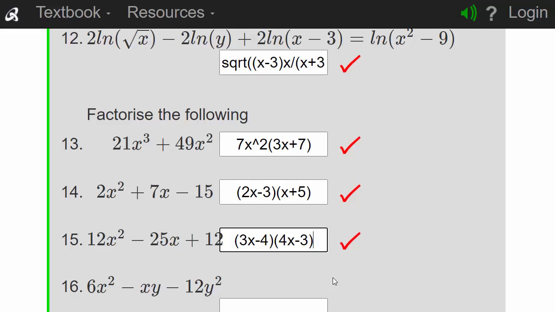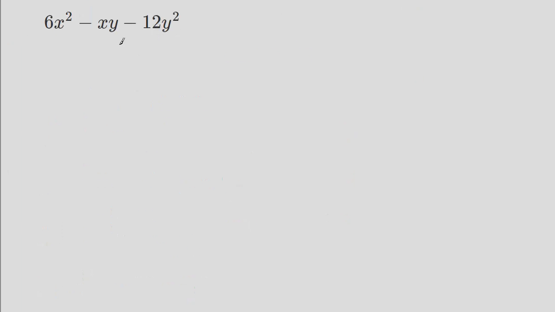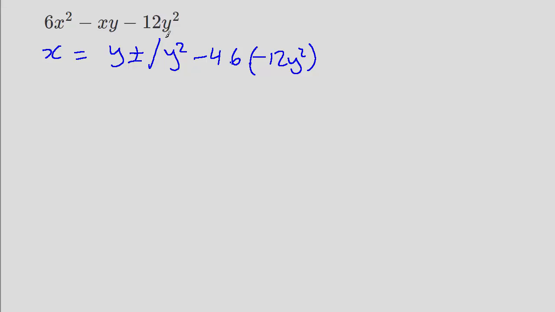And finally, we've got question 16. I can't see any obvious factors in this equation, so I'm going to go straight for the quadratic equation, and I'm going to use y as part of the coefficient. So what I'm going to say is that x is equal to, it's minus b, so that's going to be y, plus or minus the square root of y squared minus 4 times 6 times minus 12y squared. And that's the square root of all of that, and that's all over 2 times a, which is 2 times 6, which is 12. 4 times 6 is 24, and if we split 24 into 2 times 12, 12 times 12 is 144, times 2 is 288.